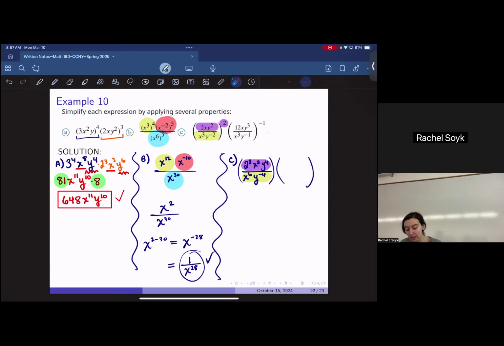And now this negative exponent, what does that just tell us? It flips your numerator and denominator. So that second fraction is just x to the third, y to the negative 1 in our numerator now, and that denominator is 12x to the sixth, y to the third.